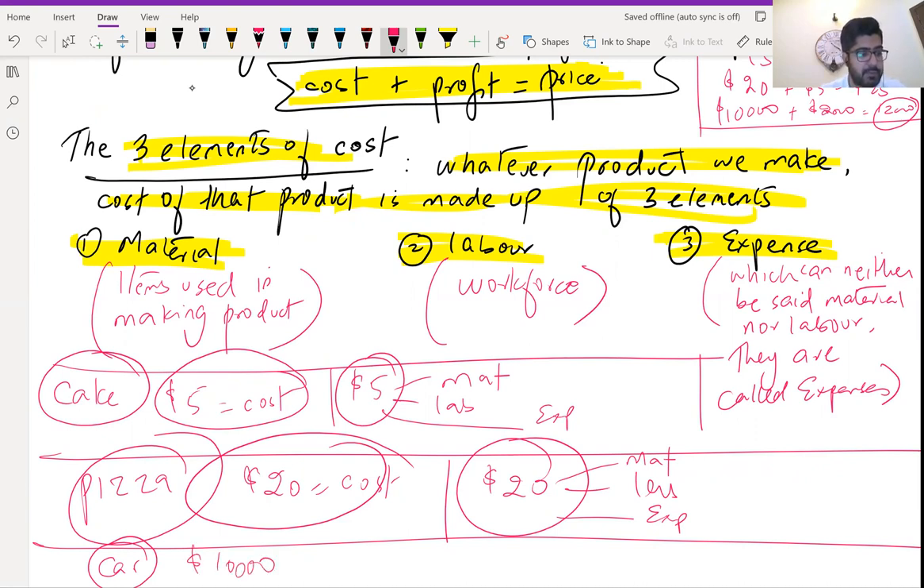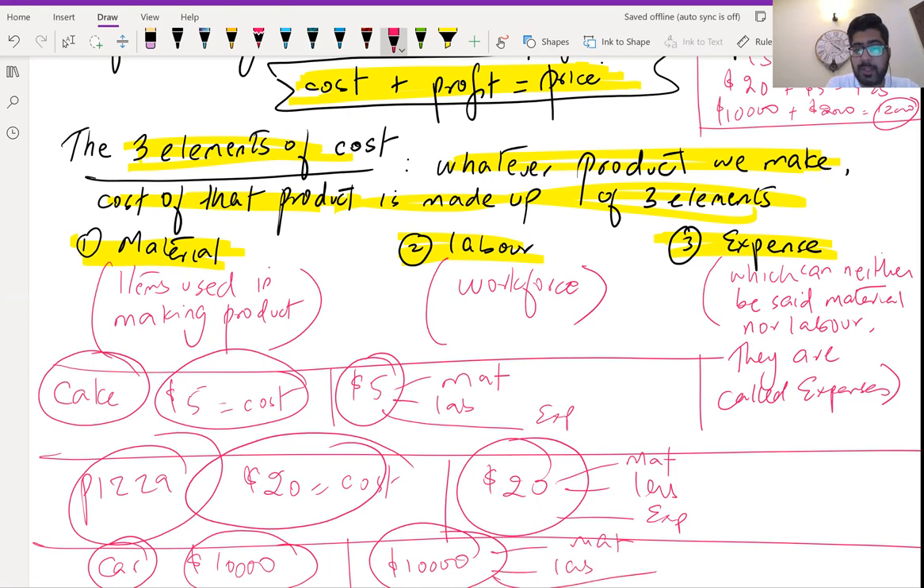So when the car was made for $10,000, this was the expenditure incurred in making a car. That's cost. So this 10,000 was the cost. It's definitely made up of three things because three items are the elements of cost. Does there involve some items used in making car? Yes, aluminium, steel, fiber, that's material. Were there some workers involved? Yes, labor. Electricity, expense.